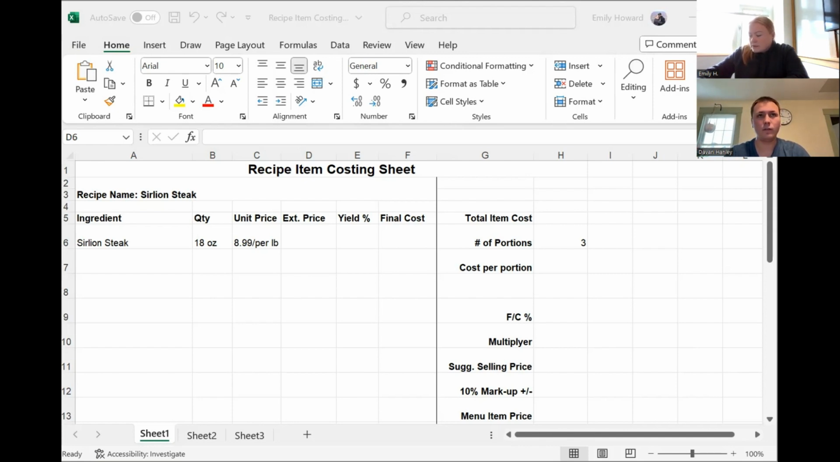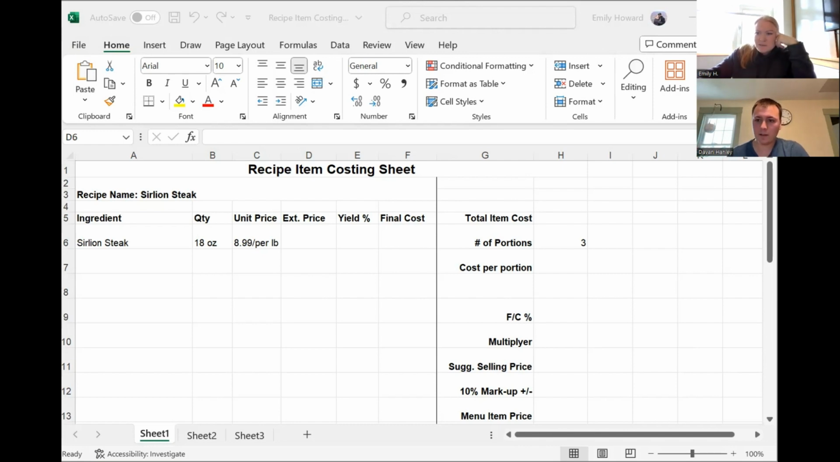I don't know if he talked to you guys about this, but let me just look at mine real quick. For your extended price and your final cost columns, those should all go out to 3 decimal points. The only thing that should be down to 2 decimal points is your menu item price. And then your rounded would be probably an even dollar or like $7.50 or whatever.